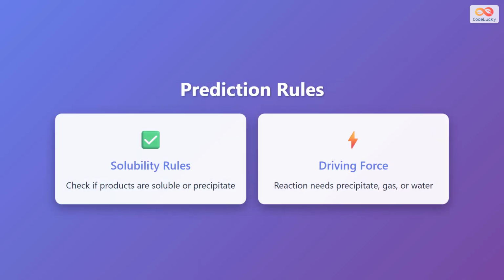To predict whether a double replacement reaction will occur, you need to know two important rules. First, use solubility rules to determine if any products will form a precipitate. If a product is insoluble, it will drive the reaction forward. Second, check for a driving force. The reaction needs to produce either a precipitate, a gas, or water. Without one of these driving forces, the reaction may not proceed at all.